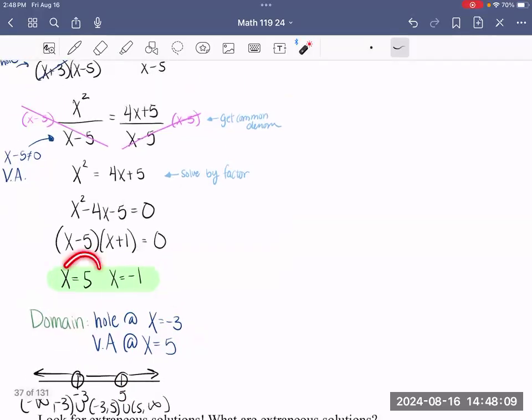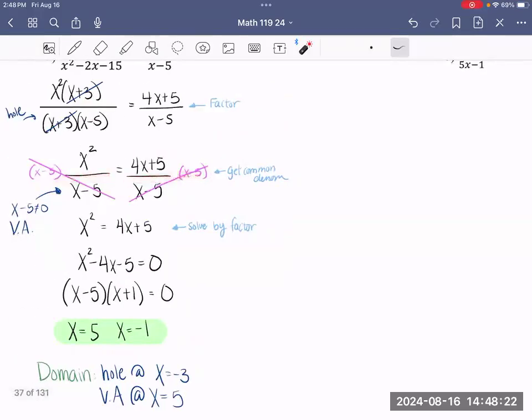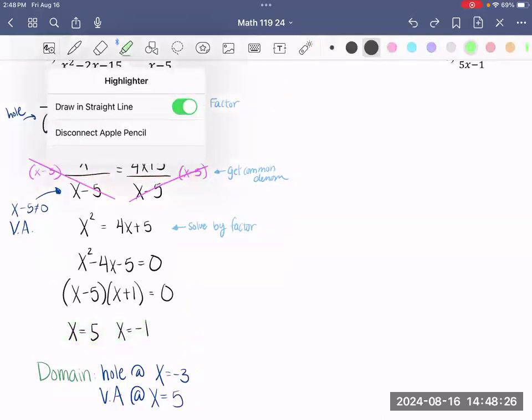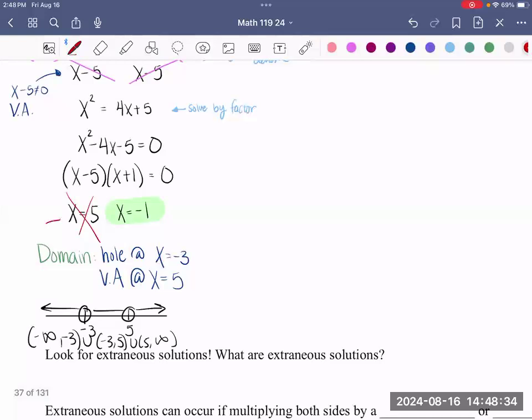If we pick this 5 and check by putting it back in, 5 minus 5 and 5 minus 5 is going to equal 0. So you end up causing an undefined answer. So that just means your only answer will be -1. So this is not applicable because it'll give you an undefined solution.